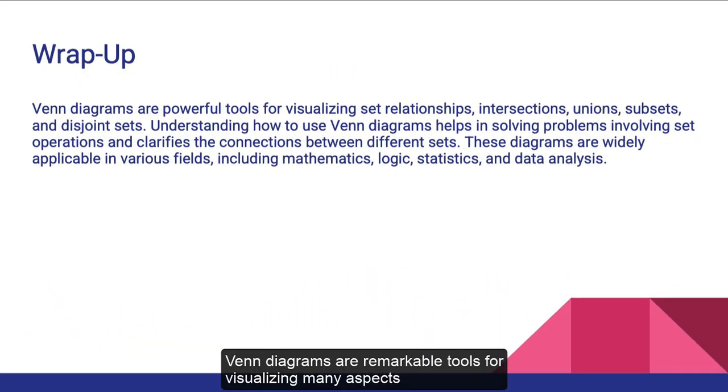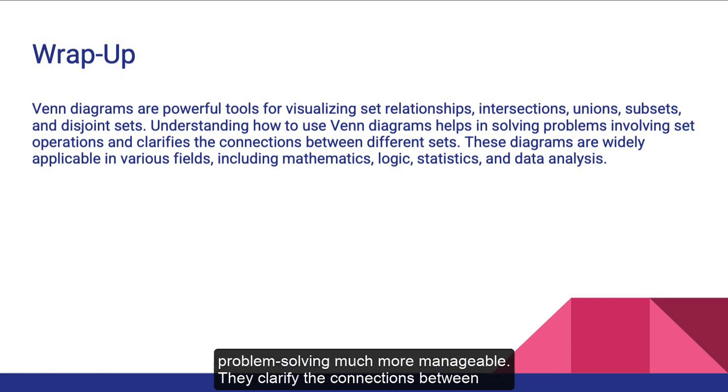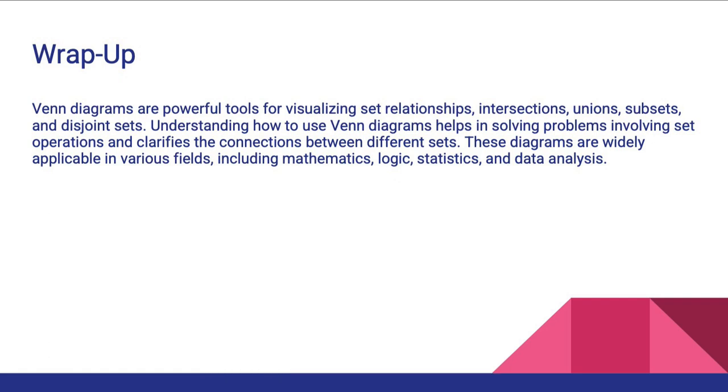Venn diagrams are remarkable tools for visualizing many aspects of set theory. They help us grasp set relationships, intersections, unions, subsets, and disjoint sets with ease. They simplify complex set operations, making problem-solving much more manageable. They clarify the connections between sets, helping us see what they have in common and where they differ.